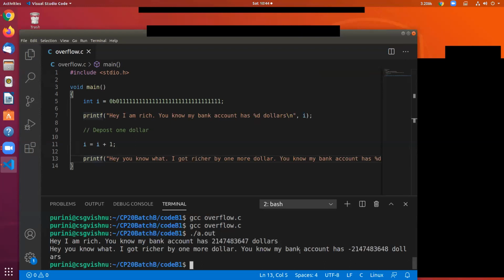In order to understand what is happening, you need to know a little bit about binary arithmetic, but broadly what happens is you enter into what is called an overflow condition. The mechanism of overflow I will explain. So let's go back to our whiteboard and see what happens.